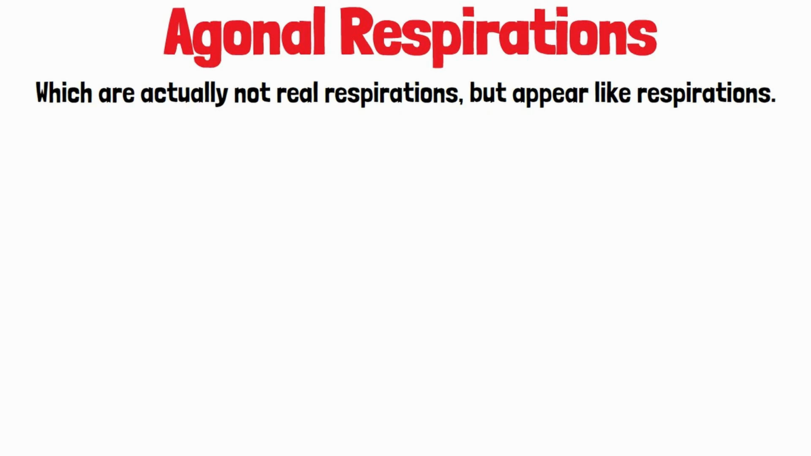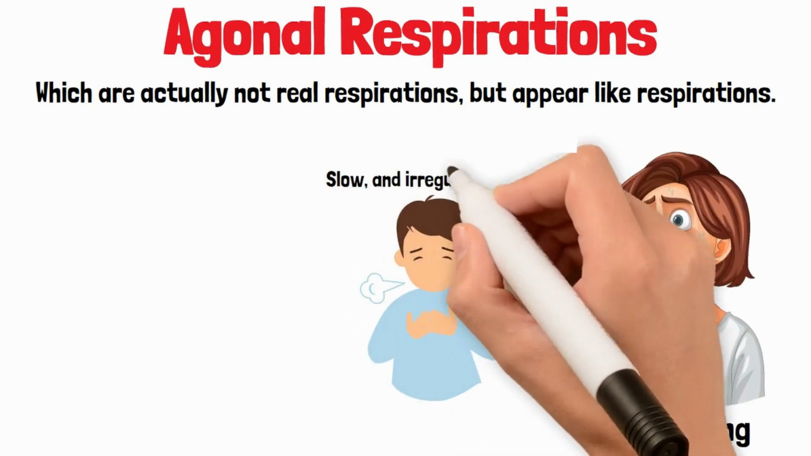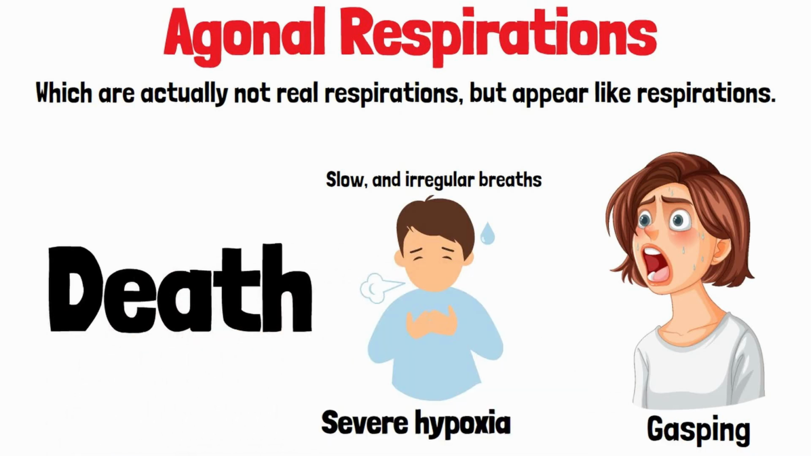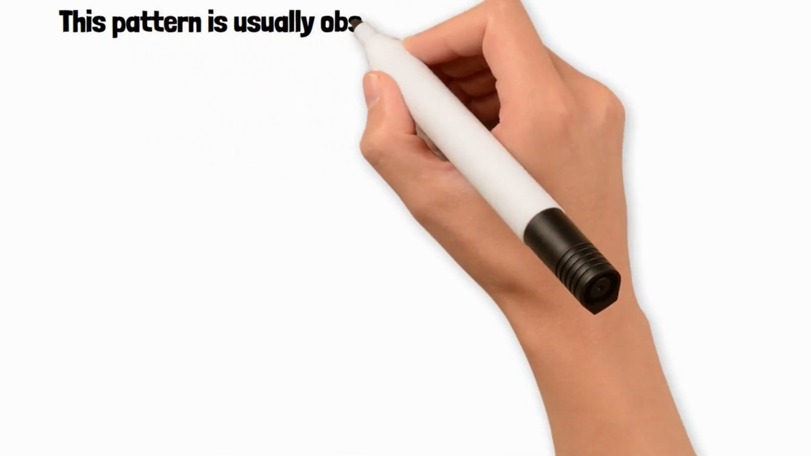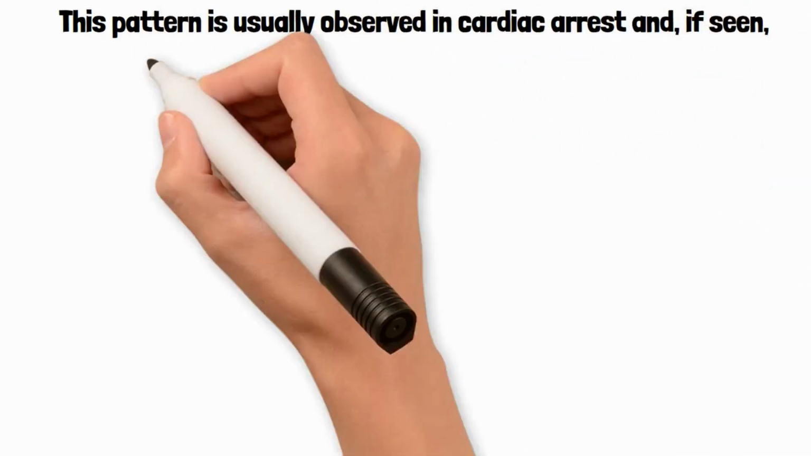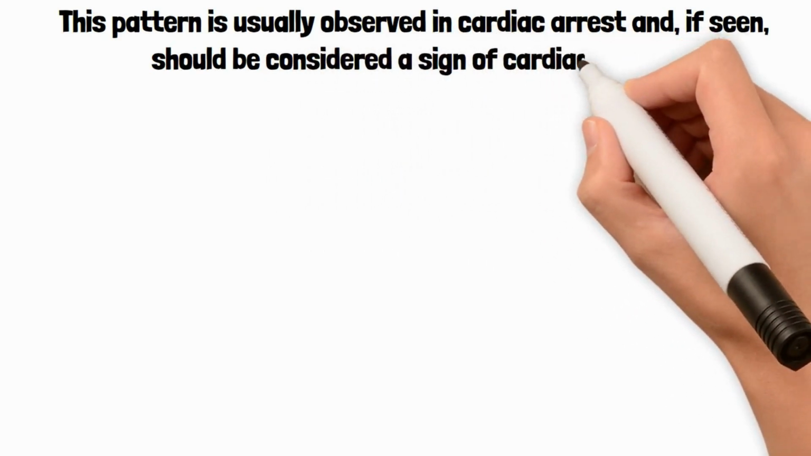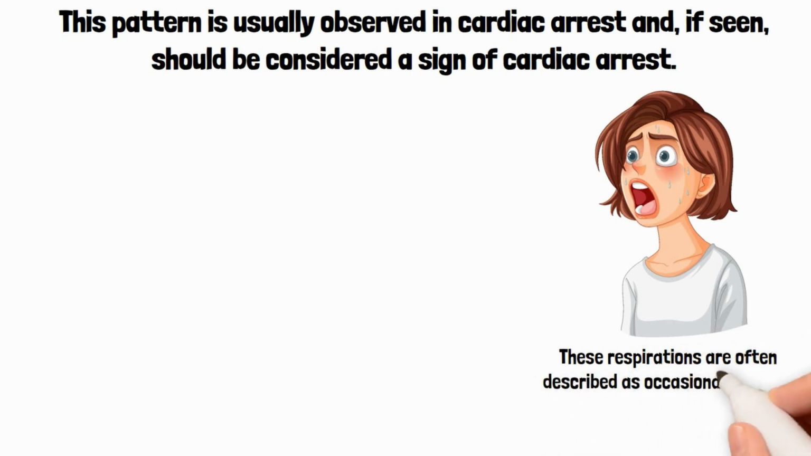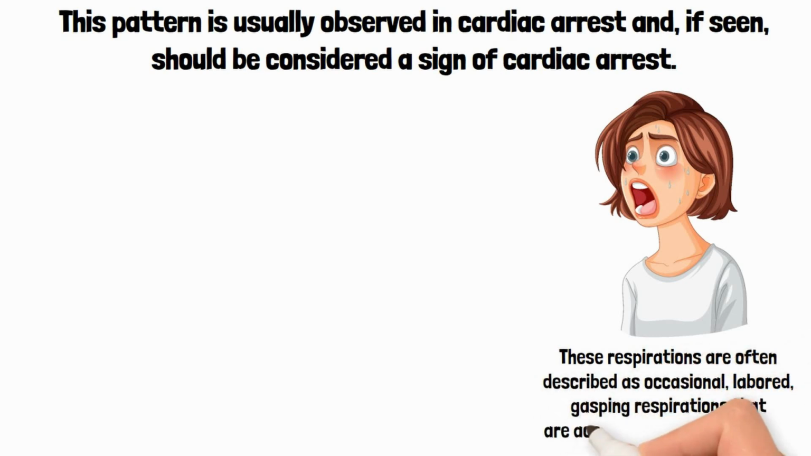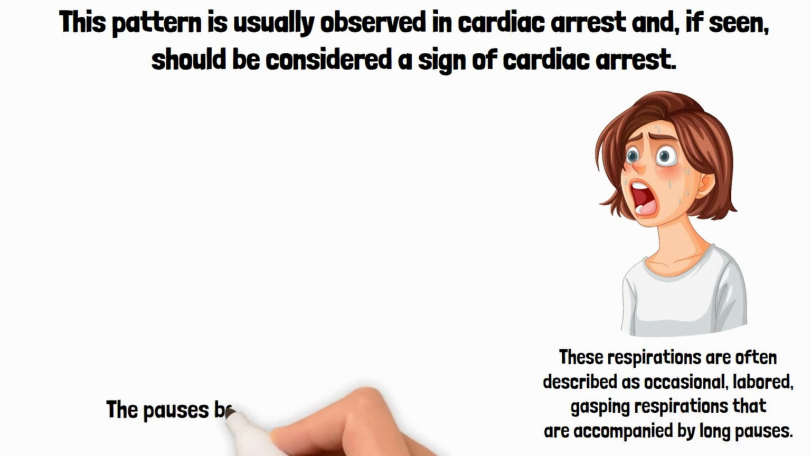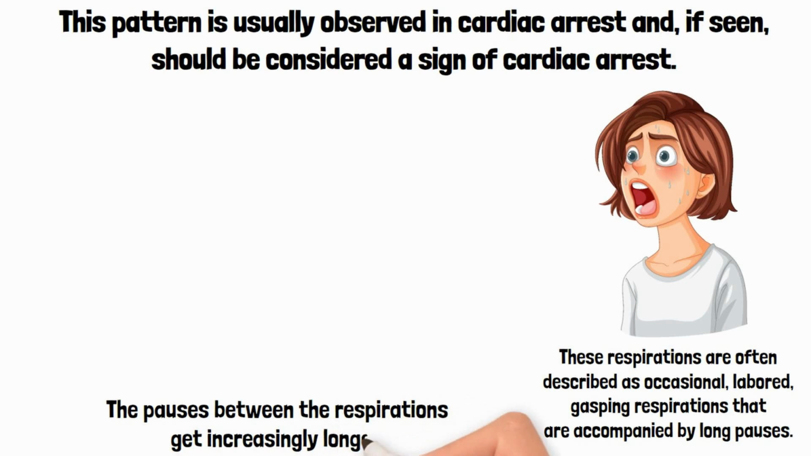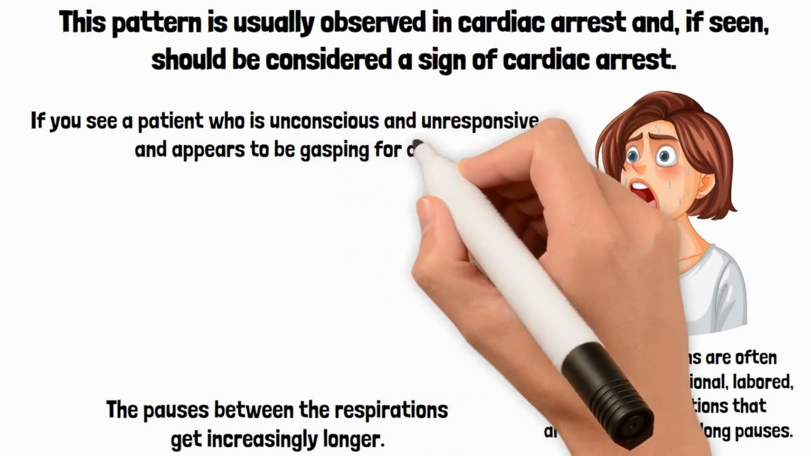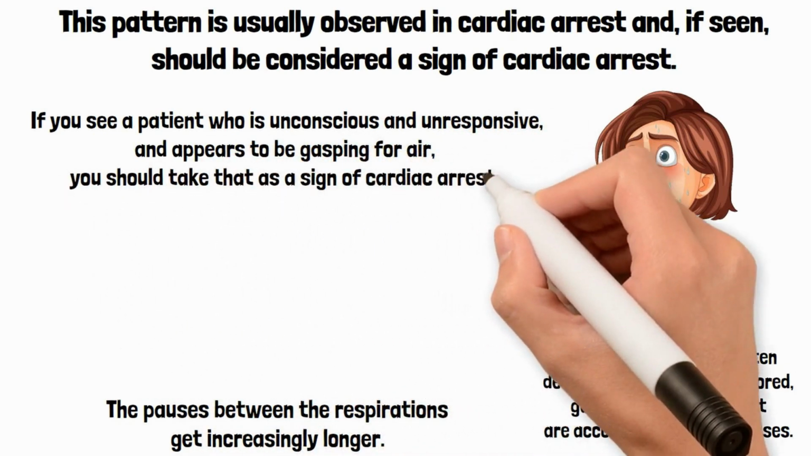Agonal respirations are gasping, slow, and irregular breaths that occur in settings of severe hypoxia, often preceding death. This pattern is usually observed in cardiac arrest and, if seen, should be considered a sign of cardiac arrest. These respirations are often described as occasional, labored, gasping respirations that are accompanied by long pauses. The pauses between the respirations get increasingly longer. If you see a patient who is unconscious and unresponsive and appears to be gasping for air, you should take that as a sign of cardiac arrest.